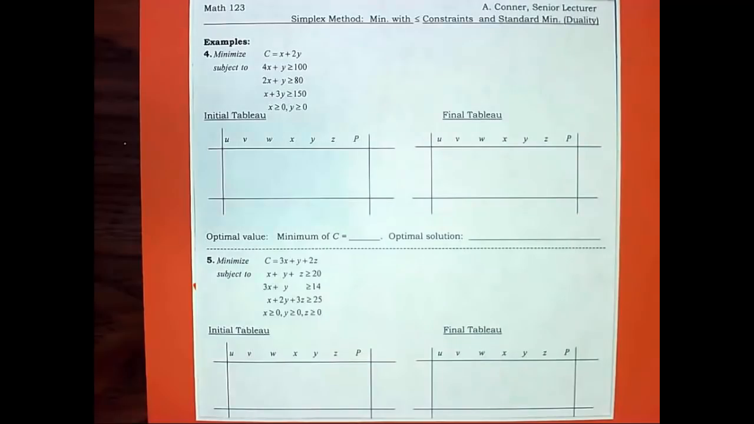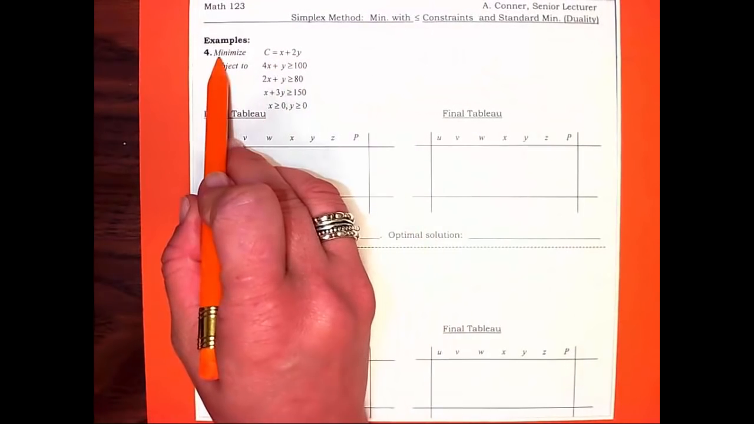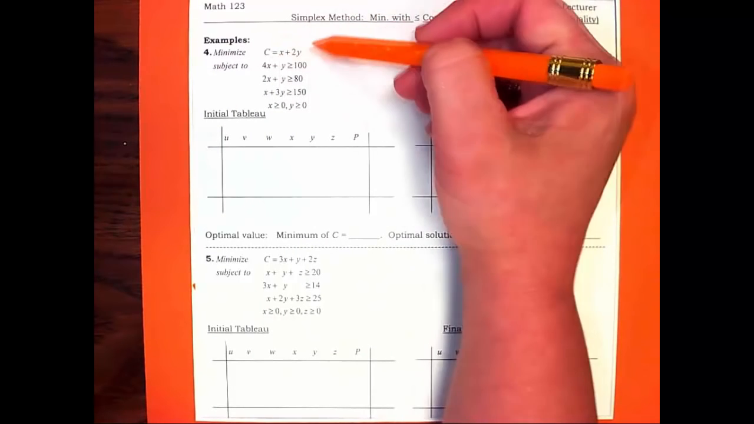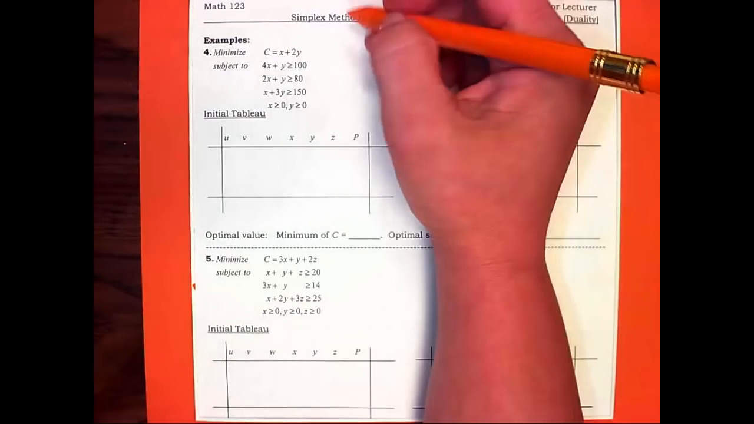Trust me, the more of these you do, the easier it gets. The process becomes more natural. But it's always important to determine which type of LPP you're starting with, whether it's a standard max, a minimum with less than or equal to constraints, or if it's a standard min when we have to use duality. So here we've got C equals, it's to minimize, they're all greater than or equal to, and it satisfies the non-negative objective function condition. So this is going to be a dual problem.